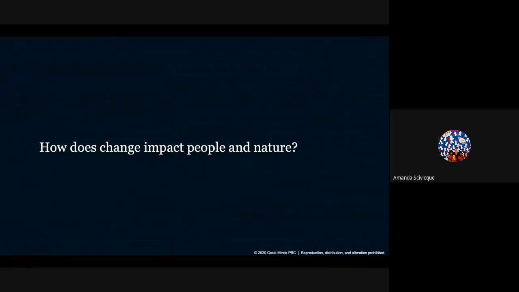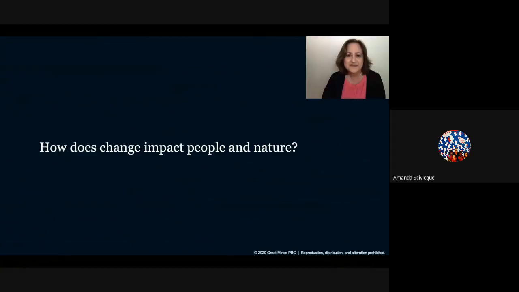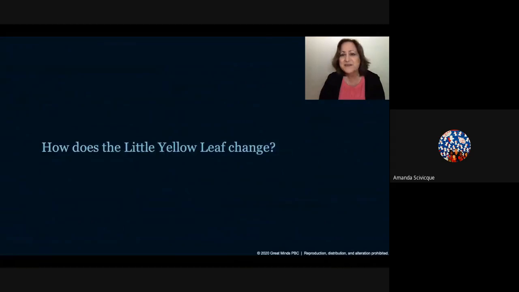Read the essential question to yourself and then we'll read it together. How does change impact people and nature? Today, we'll continue to read closely as we think about this question. How does the little yellow leaf change?